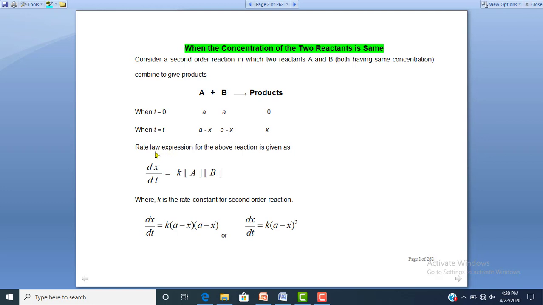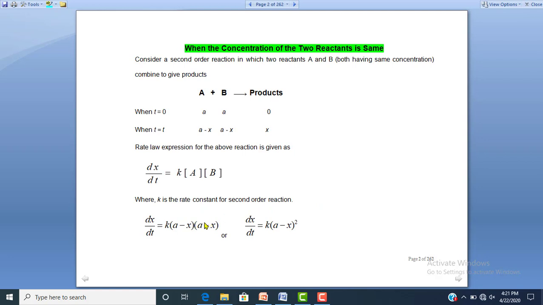According to the rate law expression for the above reaction, dx over dt will be equal to k into the molar concentration of A into the molar concentration of B, or dx over dt will be equal to rate constant k into active mass of A and active mass of B. Here k is the rate constant for second order reaction.